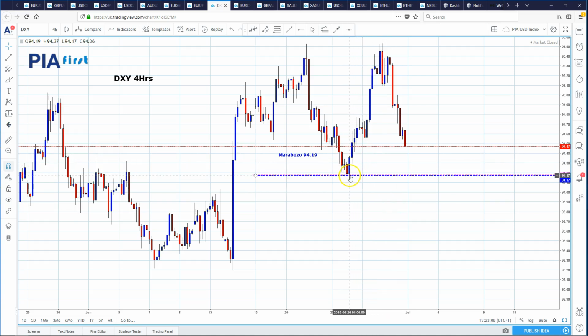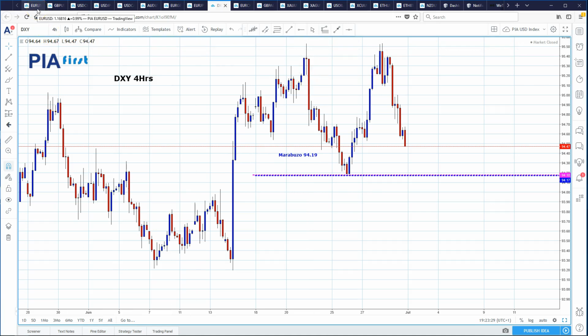Last week we noted this Marubozu level, which actually lined up with our bespoke support. We now look to be forming a double top formation off those pincers. If we break this level here, again 94.18, then the double top formation is confirmed, and we should see further losses in the dollar index.